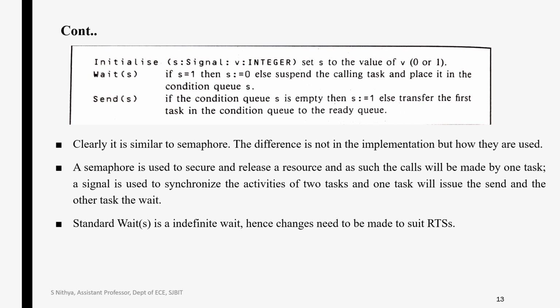Clearly it is similar to the semaphore. The difference is not in the implementation but in how they are used. A semaphore is used to secure and release resources, and such calls are made by only one task. A signal is used to synchronize activity between two tasks: one task will issue the send and the other task will be in the waiting queue. Send and wait is an indefinite wait, hence changes have to be made in a real-time operating system.